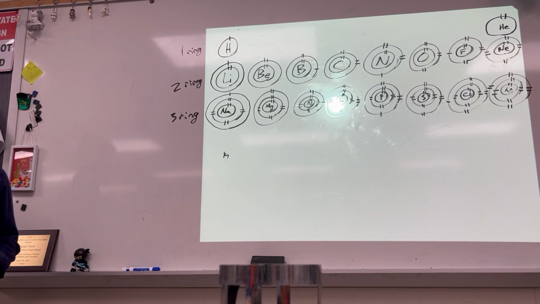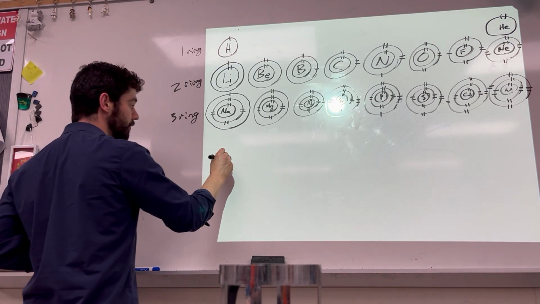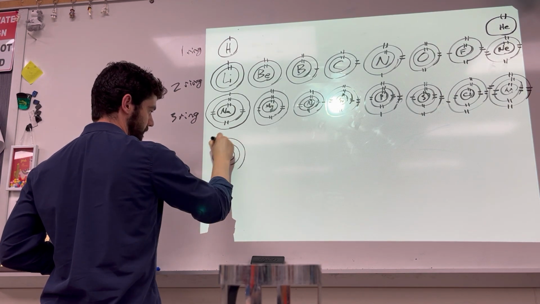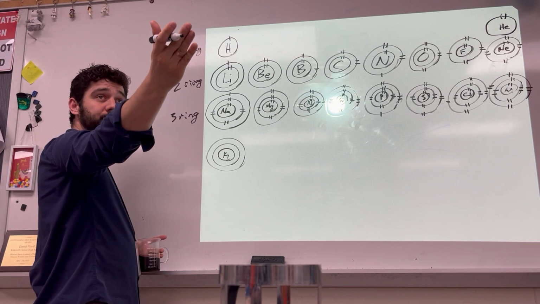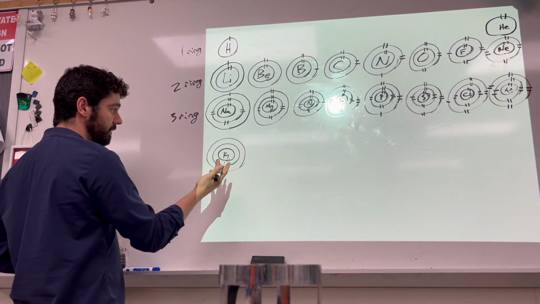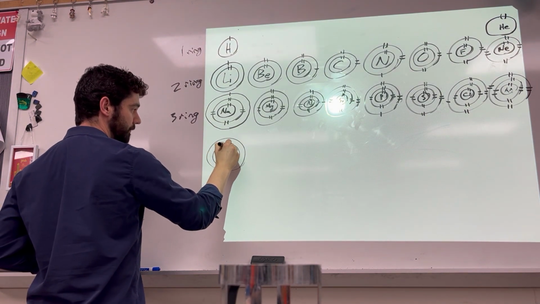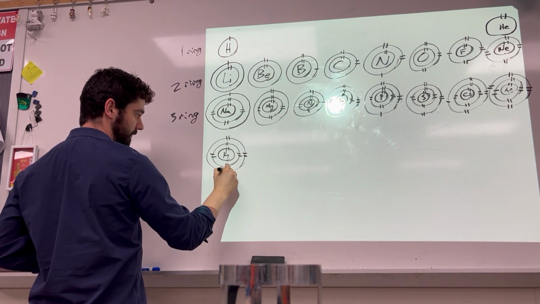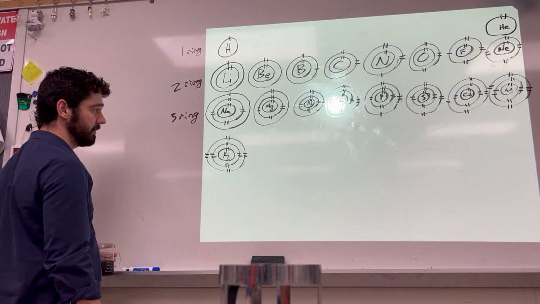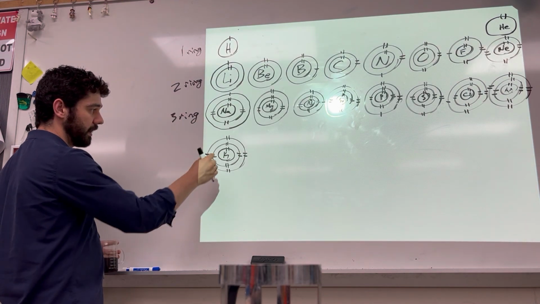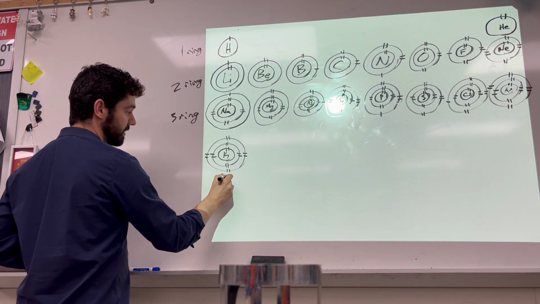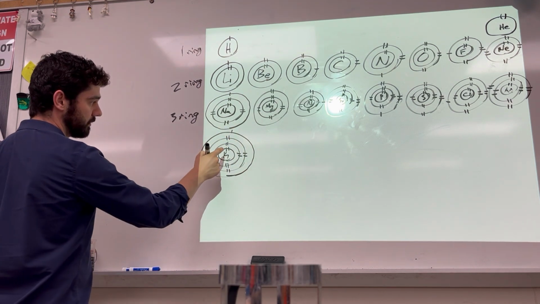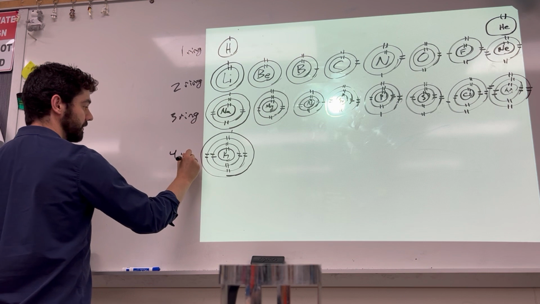How many electrons would there be in a neutral potassium atom? 19, right? Because it has 19 protons, so I would need 19 electrons. Let's see what happens. 1, 2, 3, 4, 5, 6, 7, 8, 9, 10, 11, 12, 13, 14, 15, 16, 17, 18. I have a 2, 8, 8. To get to 19, I need another ring. How many rings did I make? 4. Oh my gosh.